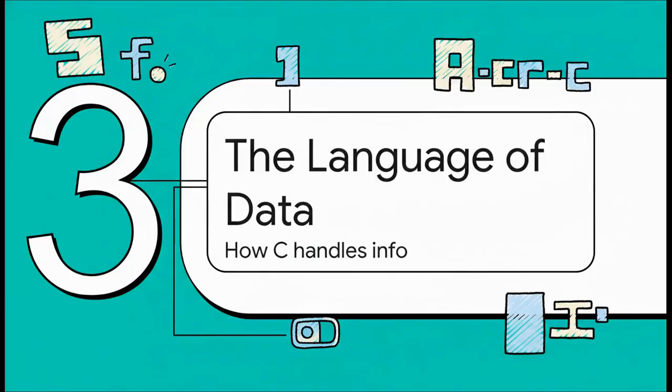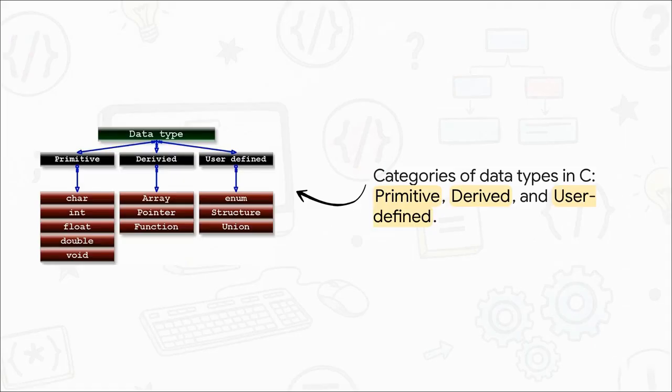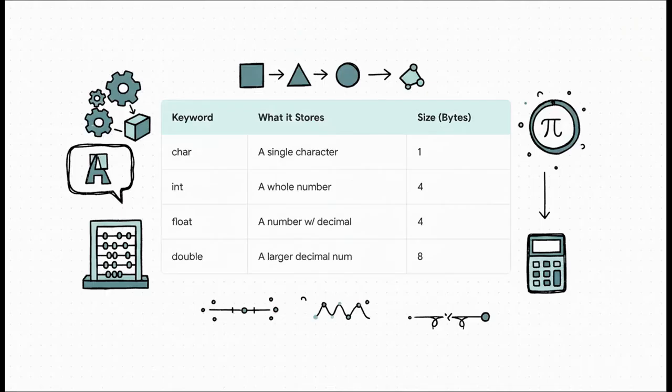Okay, so we've got the skeleton down, but what about the actual stuff inside it? You see, to a computer, the number 5 and the letter A are completely different beasts. The program has to know what kind of information it's dealing with, and that's where data types come in. C sorts data into a few different buckets, but the most important ones, especially when you're starting out, are the primitive types. Think of these as the absolute rock-bottom building blocks of information, things like whole numbers, numbers with decimals, and single letters. Let's break down the most common ones.